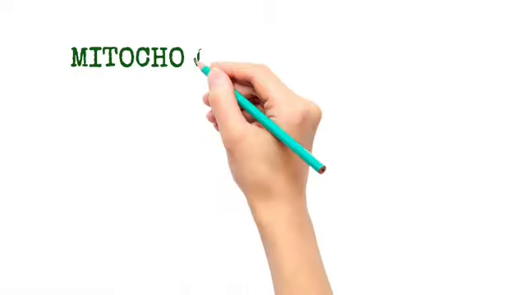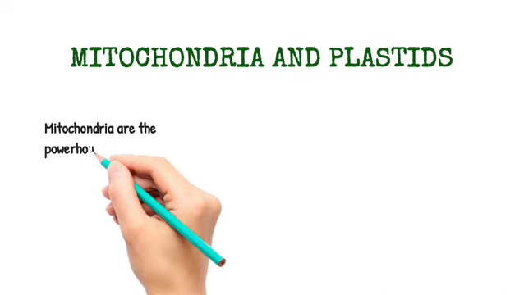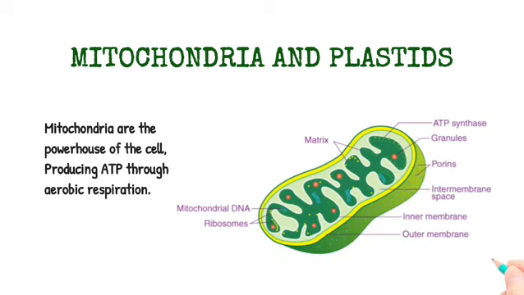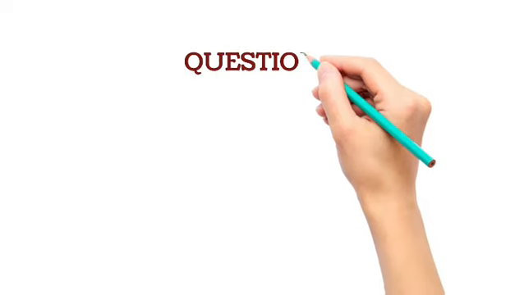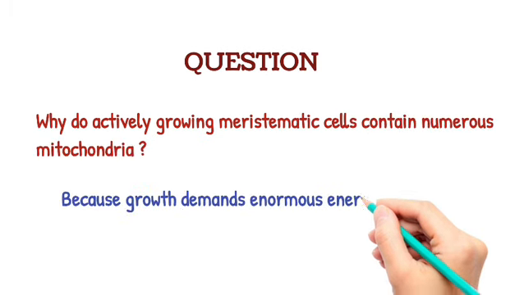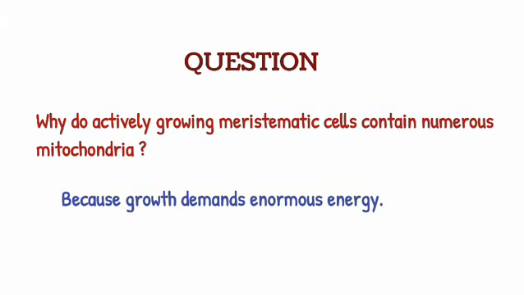Now let me say about mitochondria. Mitochondria are known as the powerhouse of the cell. They are double-membraned organelles containing their own DNA and ribosomes. The main function is ATP production through aerobic respiration. Here is a thought-provoking question. Why do actively growing meristematic cells contain numerous mitochondria? Because growth demands enormous energy.